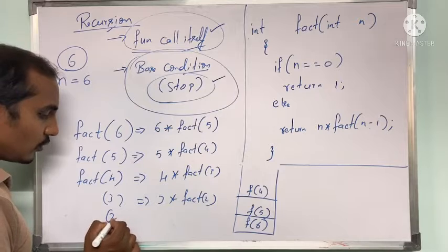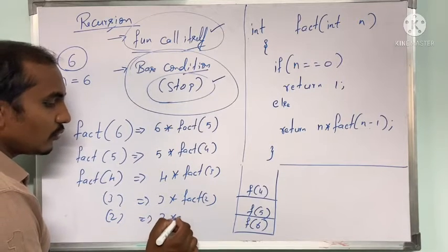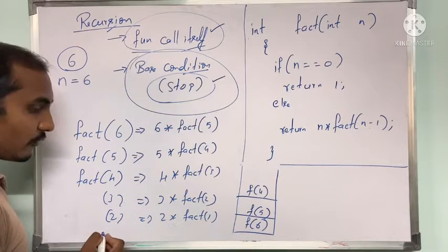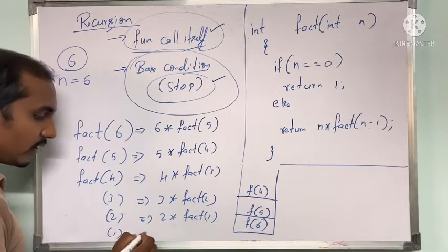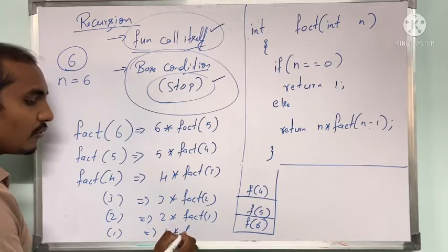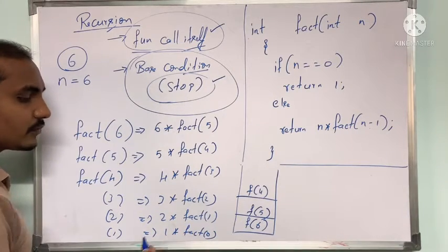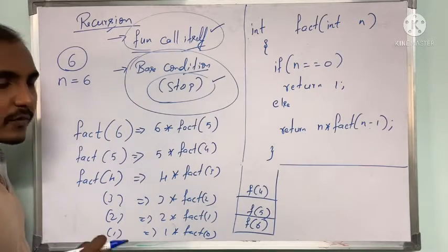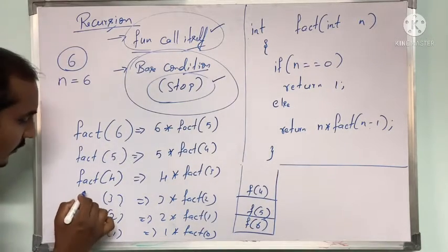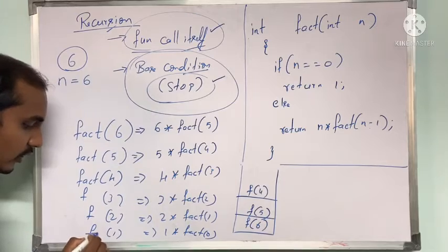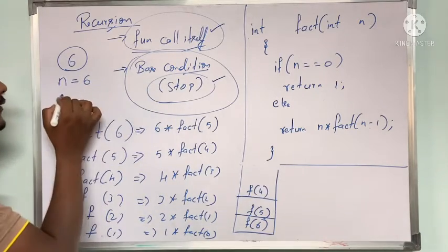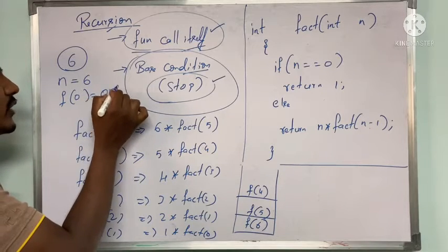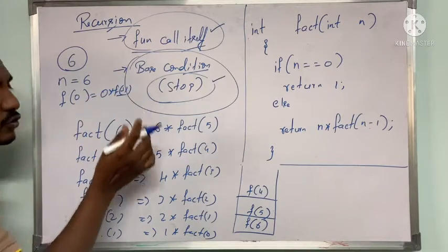And we are going to have fact of 2, which is 2 into fact of 1. And we have again fact of 1. When fact of 1 is called, it will be 1 into fact of 0. Now, in this case, it is going to stop. When is it going to stop? When we have fact of 3, fact of 2, fact of 1. After fact of 1, if you call fact of 0, it will become 0 into fact of minus 1.